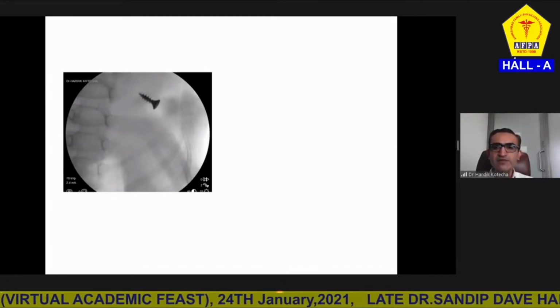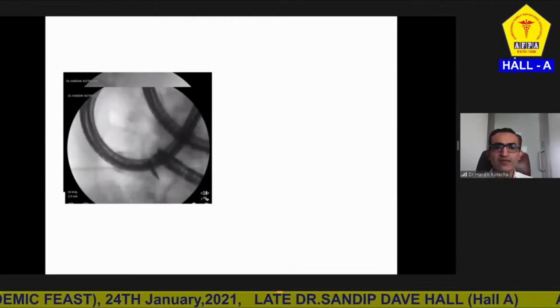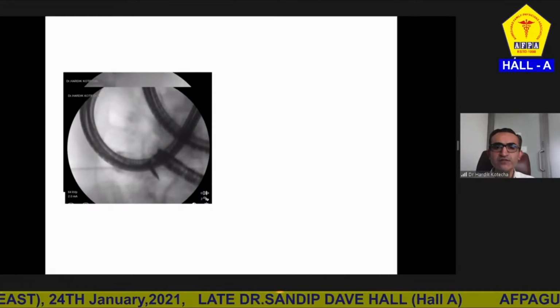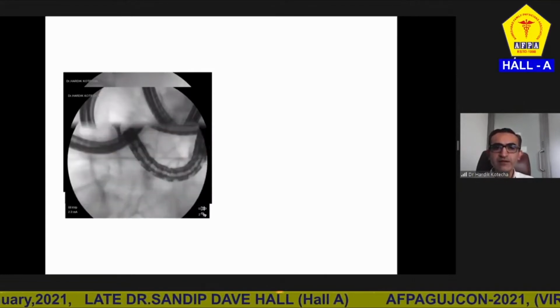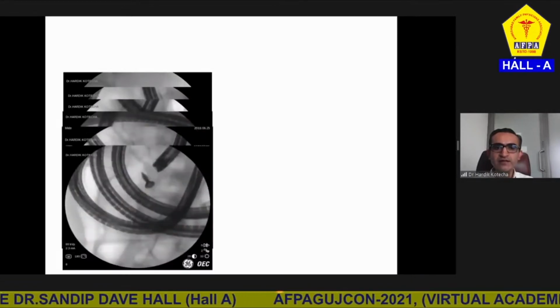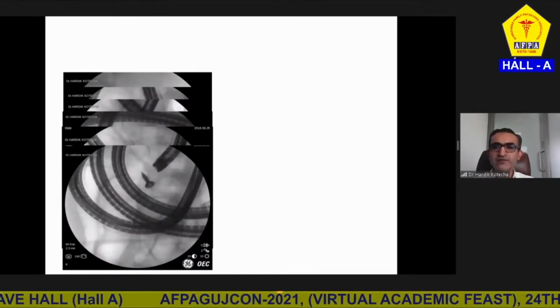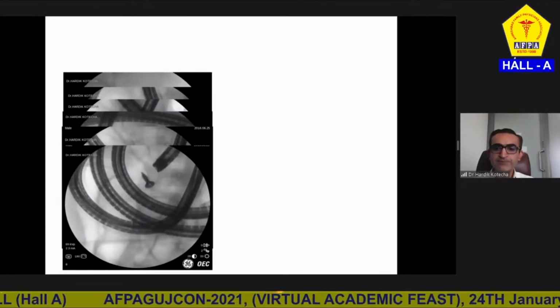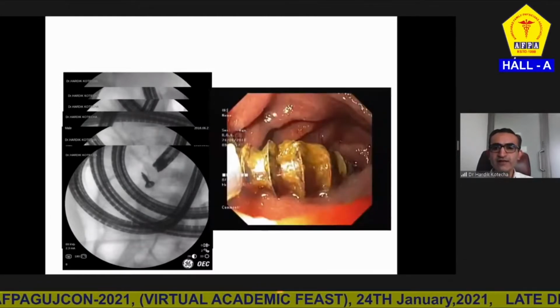So we intubated the patient, gave general anesthesia, started the enteroscopy. These are fluoroscopic images to show how much the endoscope is getting looped inside the patient's peritoneum. So gradually we advanced the scope and we were able to reach the screw after 150 centimeters from the DJ flexure. We removed the screw, we got hold of it with a snare.